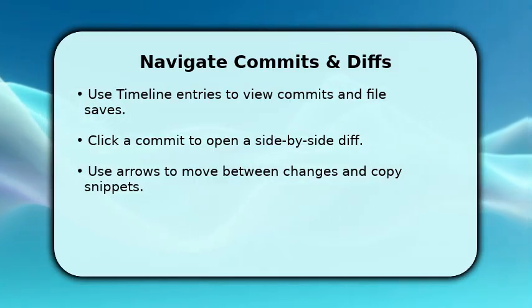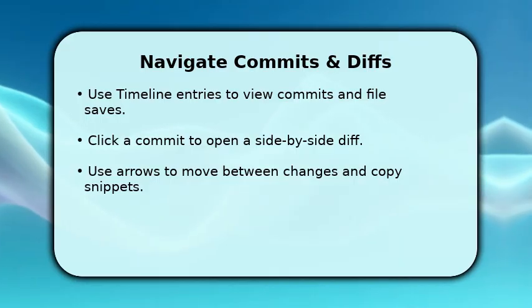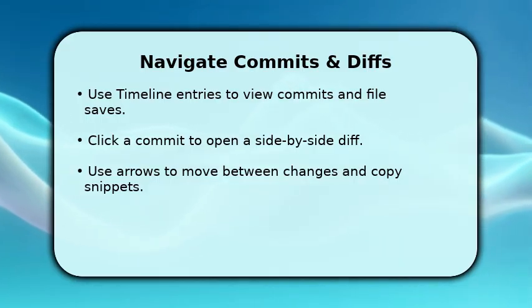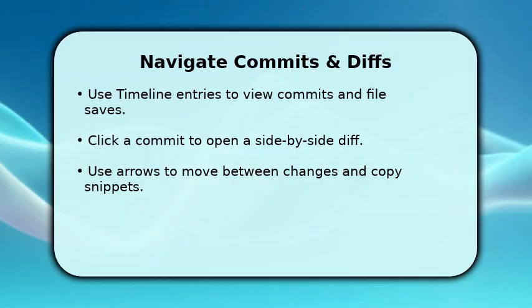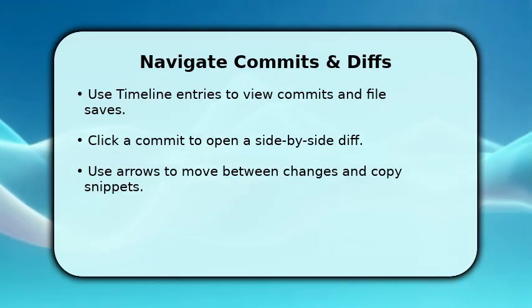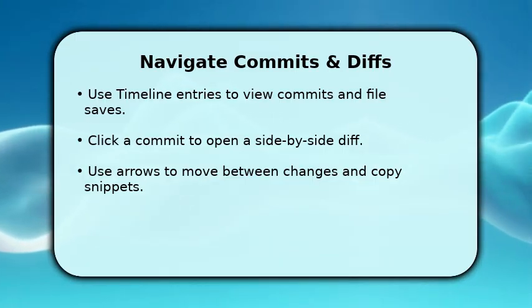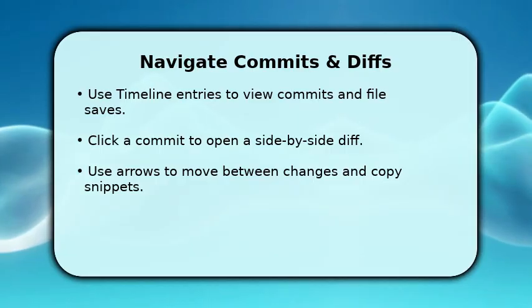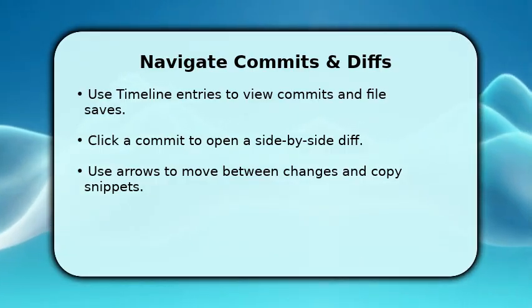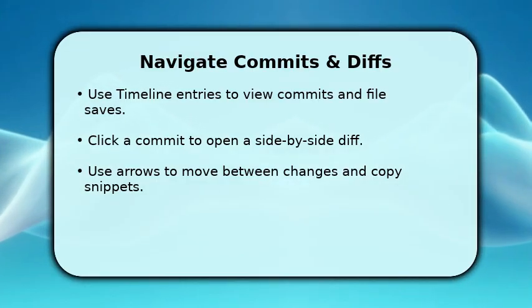VS Code will present a side-by-side comparison so you can see exactly what changed. You can navigate with the previous/next arrows or keyboard shortcuts to step through changes sequentially. Make sure to expand commit details to read messages and author info, and use the copy or apply hunk actions when you want to restore specific lines. This is how you inspect and recover.